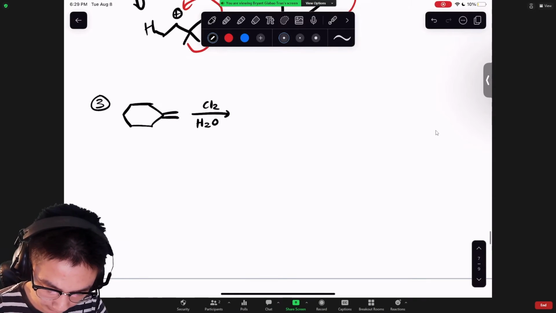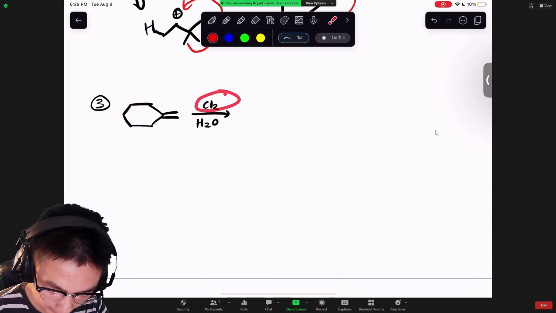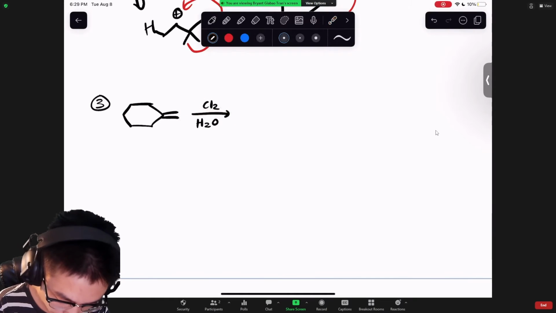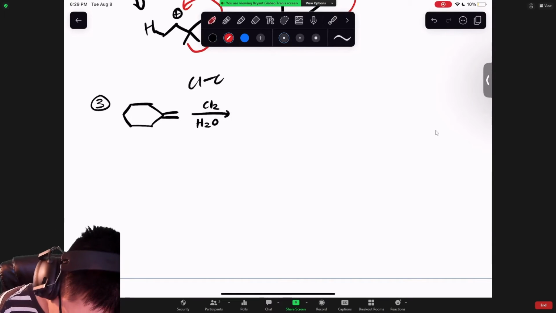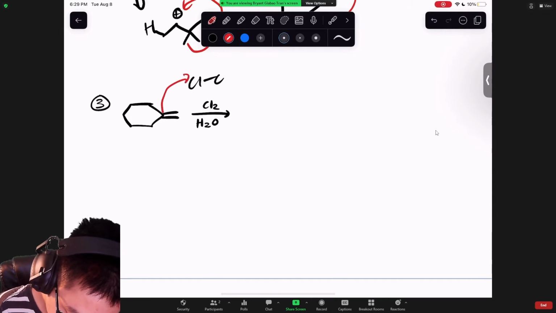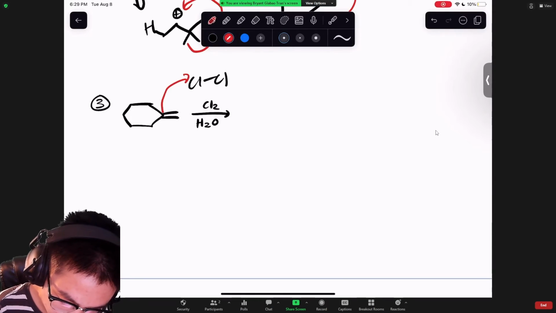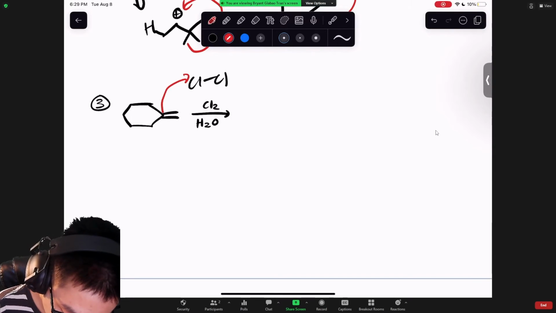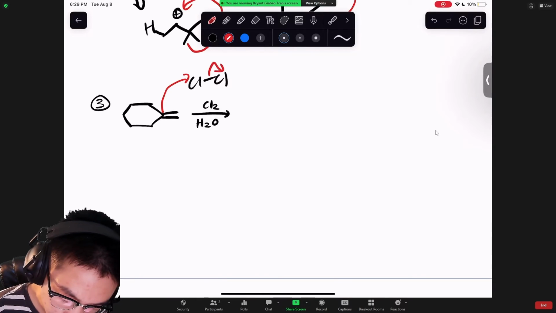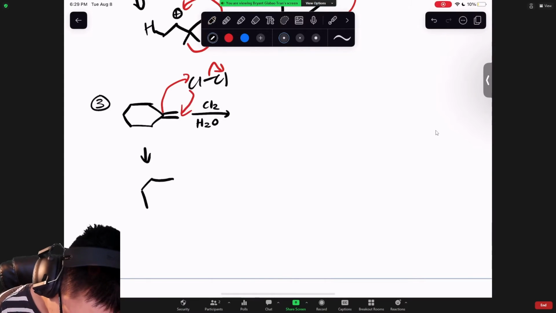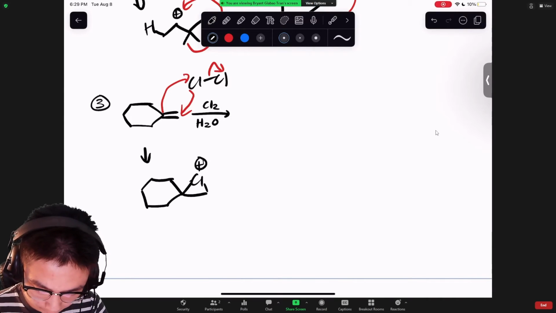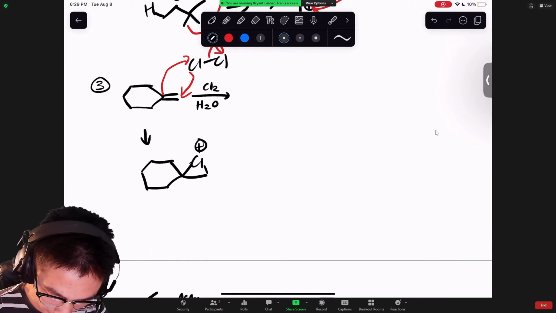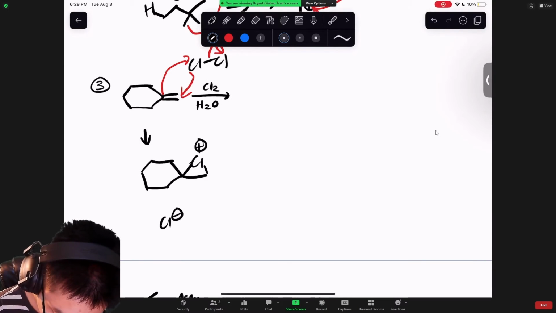We see that we have an alkene with a halogen X2 and a solvent H2O. So I'm going to go over the mechanism and explain how this works. The alkene is going to attack one of the chlorines of the Cl2. And as the alkene is donating electrons, it's losing electrons, and we're going to kick this off. And as it's losing electrons, the chlorine is gaining electrons, making it more negative. The chlorine is going to attack the other side, giving us this chloronium ion intermediate right here.